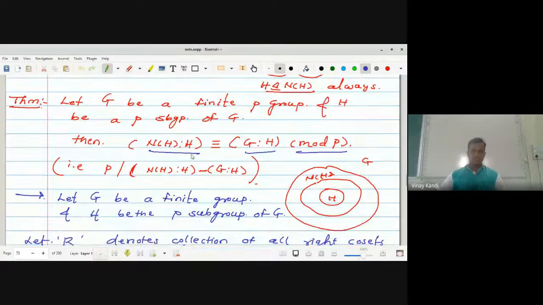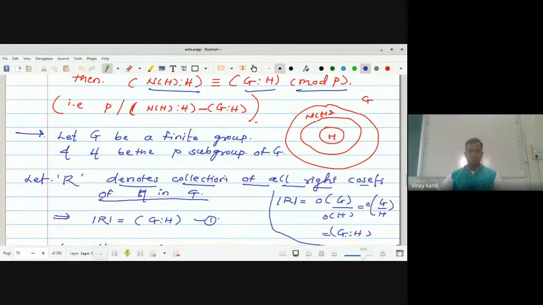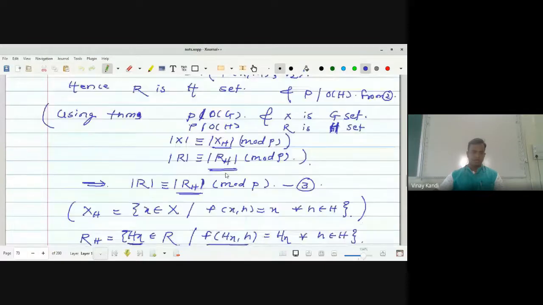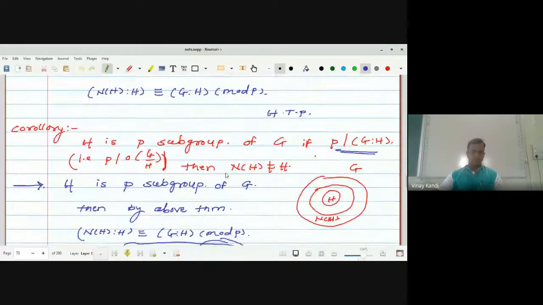So in the last lecture, we saw that, on this theorem, let G be a finite P group and H be a P subgroup of G. Then the index of H in N(H) is congruent to the index of H in G mod P. That means P divides the index of H in N(H) minus the index of H in G. And we also saw one corollary: if H is a P subgroup of G and P divides the index of H in G, then the normalizer of H is not equal to H.